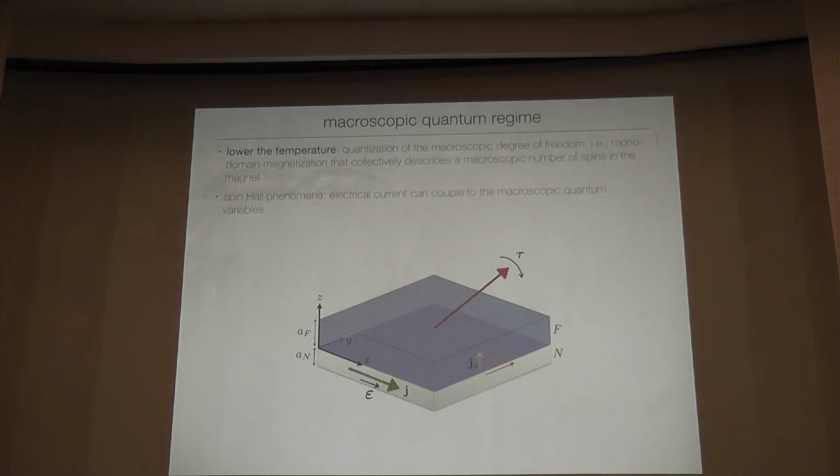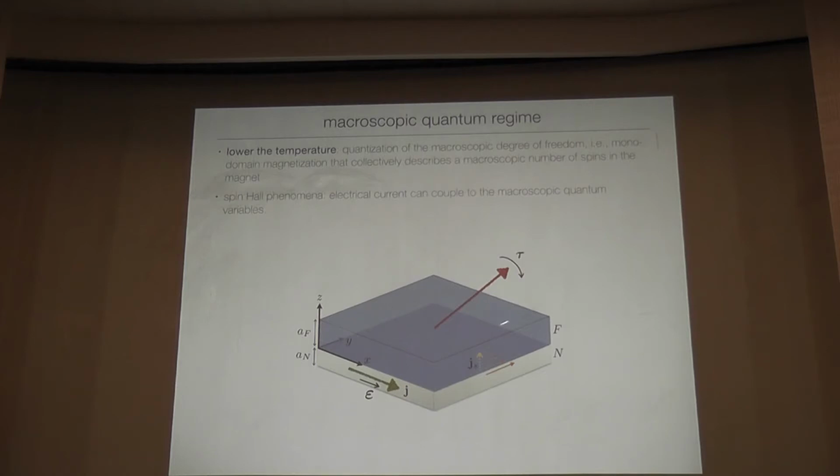So the question that I'd like to address in this talk is, what if we now look at this bilayer system and start lowering the temperature? One might expect this magnetic system, the magnetization, may start to inherit some quantum properties. And this is going to be macroscopic quantum phenomena. Macroscopic because this magnetization is basically treated as a macroscopic variable which collectively describes many microscopic spins inside this magnet.